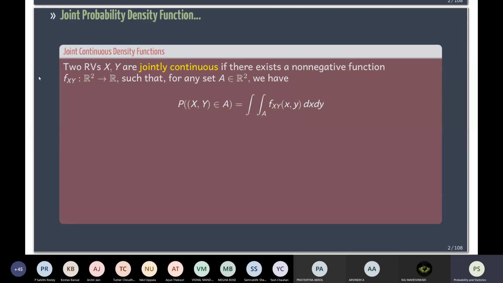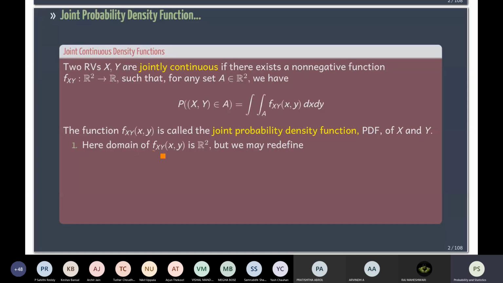If there exists a non-negative function f_XY, so this is multivariable now, with two arguments and a single output, multivariable, single valued, such that for any A in R squared, where A is a set in R squared, we have this. So the probability of the pair (X, Y) happening in A is given by this. The function f_XY is called the joint probability density function, that is, the PDF of X and Y.